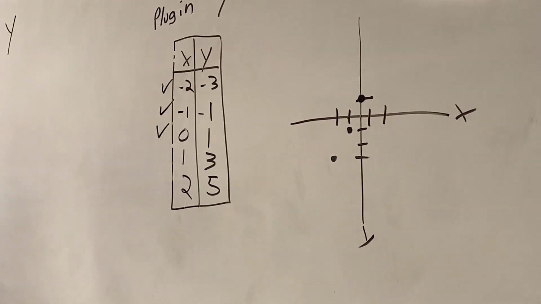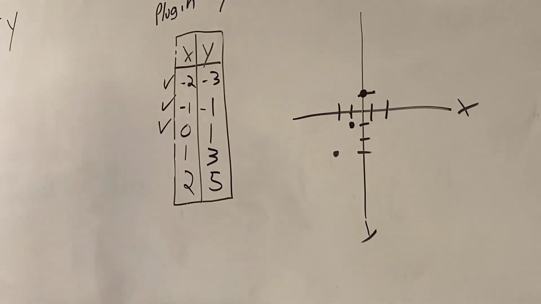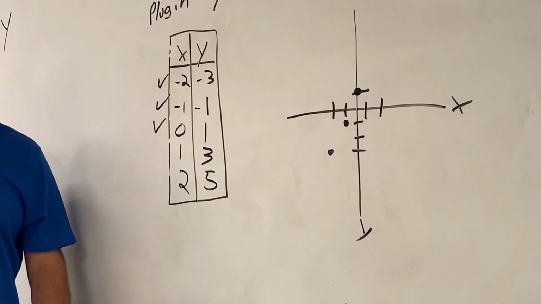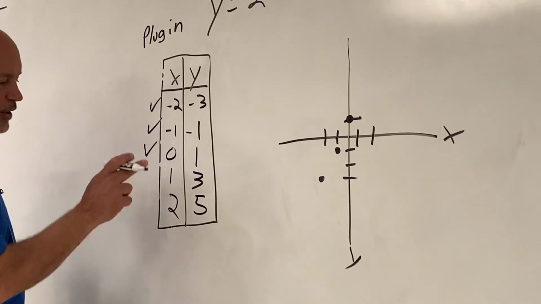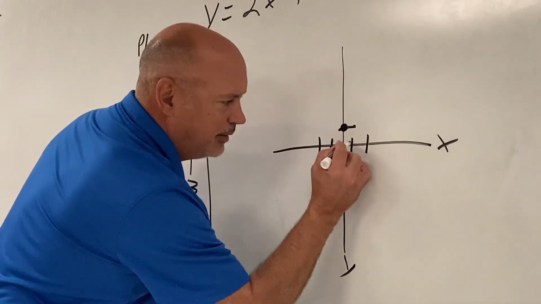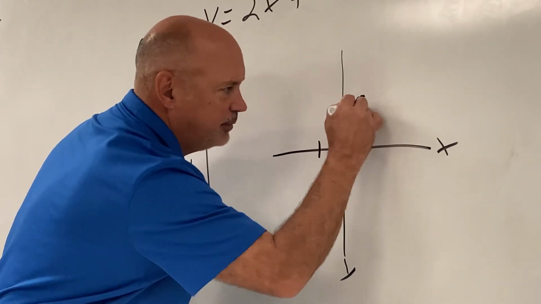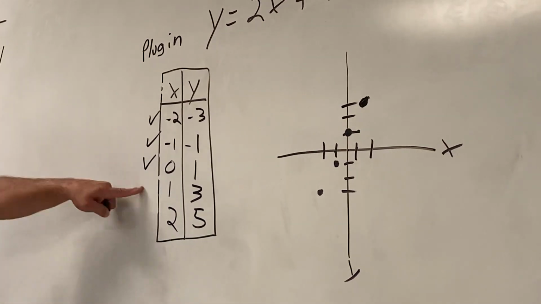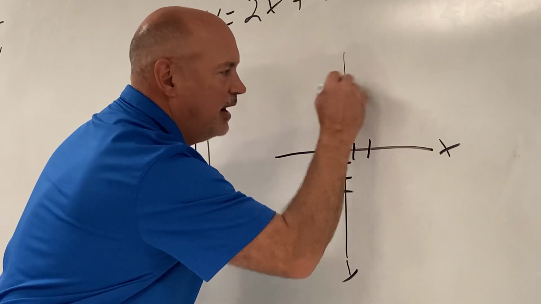What does it look like we're making? Straight line. Looks like it's going to be straight to me. If your graph doesn't look straight, you screwed something up. Does that make sense? All right, let's do the next one. Go to 1 on the x. That would be here. And go up to 3 on the y. Boom. And then let's do the last one. Go to 2 on the x. Go up to 5.